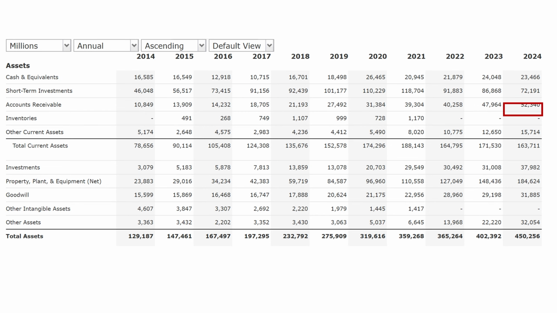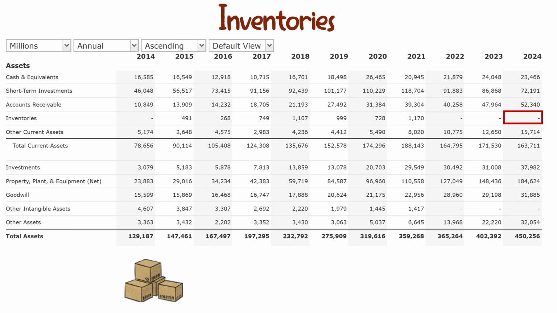Next up is inventory. This represents all the finished products that are ready to sell but haven't been sold yet. Inventory matters because products sitting unsold tie up cash and cost money to store. The danger sign for investors is when inventory grows much faster than sales. It signals the company can't sell what it's making.